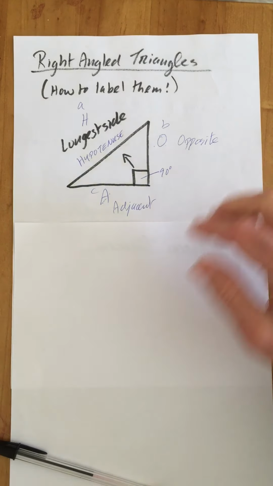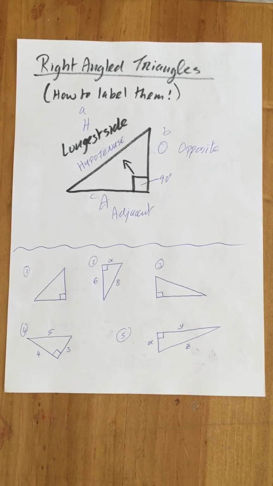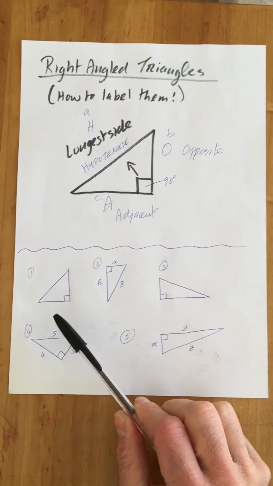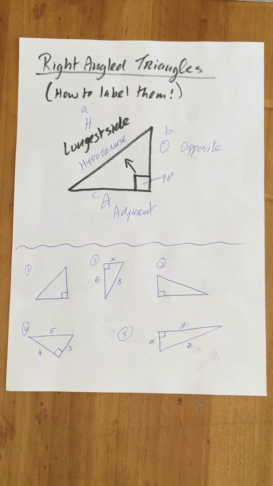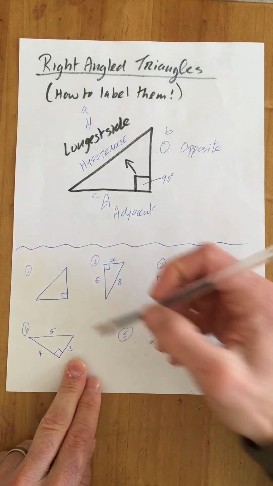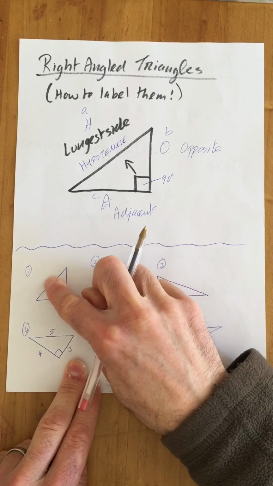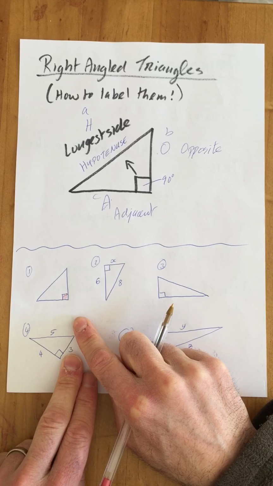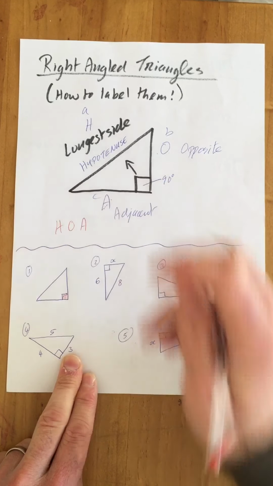To show you what I mean by labeling a triangle, I'm going to show a few examples of triangles that may be given to you in a textbook or in a problem. I've got 5 different examples, and what they all have in common is they are all right-angled triangles. Let's look at example 1. You've got a right angle here. We want to label our three sides. For the purposes of this video, I'm going to label them H, O, and A.